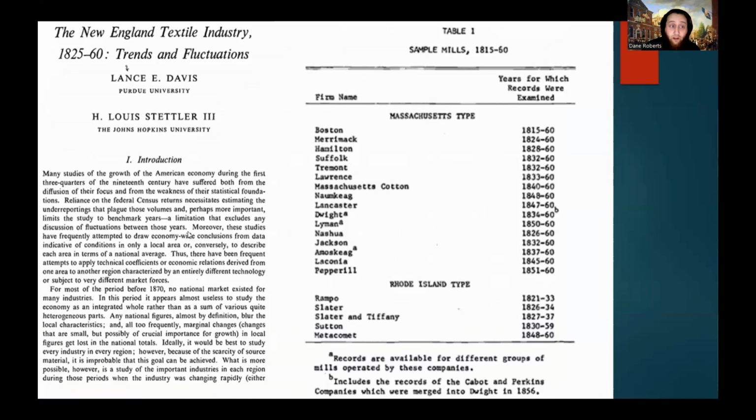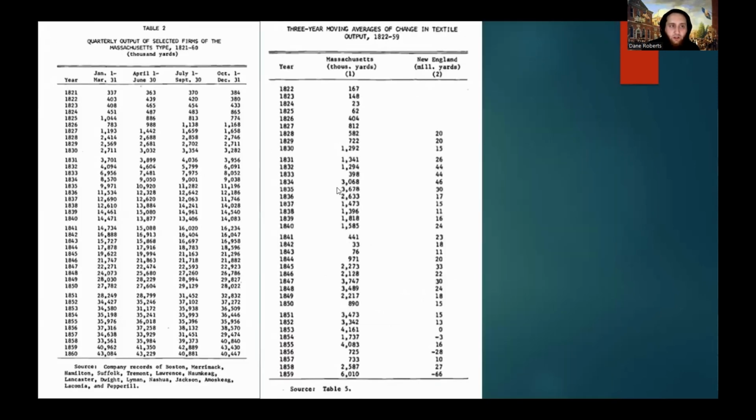papers and books by historians such as Lance Davis and H. Louis Stettler III in their book titled The New England Textile Industry, 1825 through 1860: Trends and Fluctuations, where again they show in various graphs the various mills in northern states between the late 1820s through the 1850s CE. And showing again, here's that as well as their output, the output of firms in Massachusetts in these two graphs here.